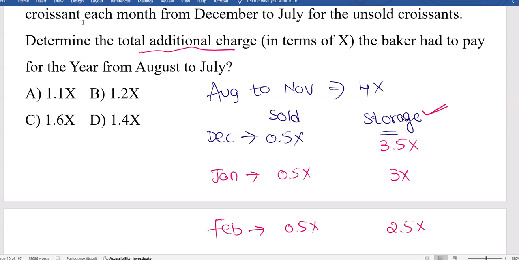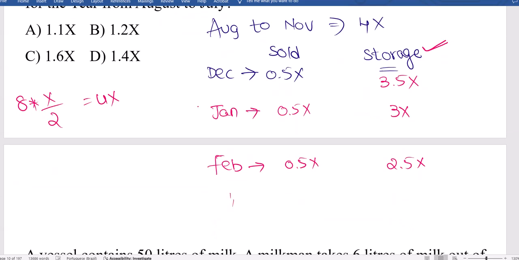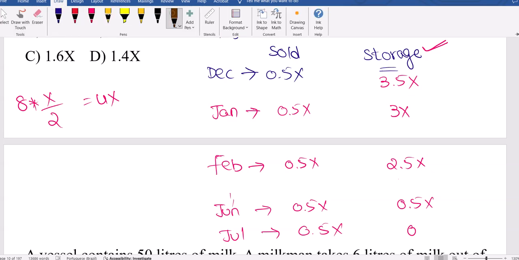By the time July comes, the entire stock will be sold. Are you getting that point? Okay, total 4x is available. 8 months is there. Each month x by 2. 8 into x by 2 is nothing but 4x. So the entire stock will be sold. By the time July, if you keep going, July 0.5x, then storage will be 0. But before this, June 0.5x, and storage available is 0.5x. You have to keep going every month like this.